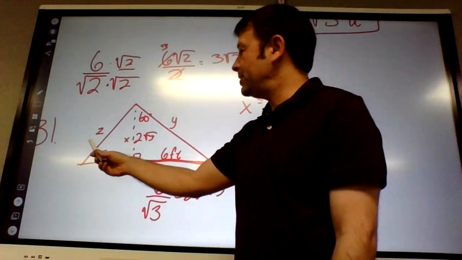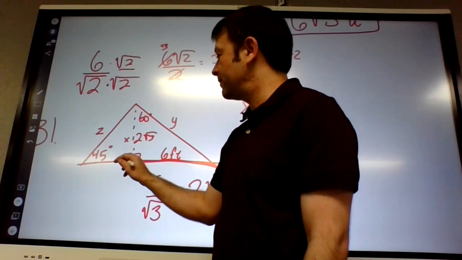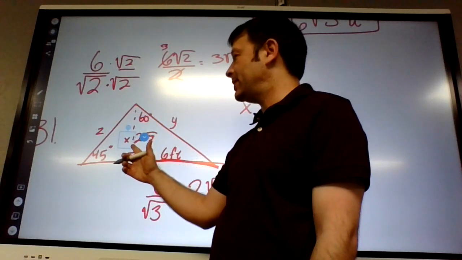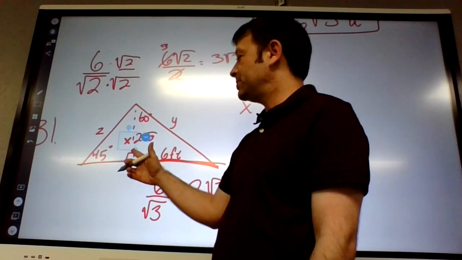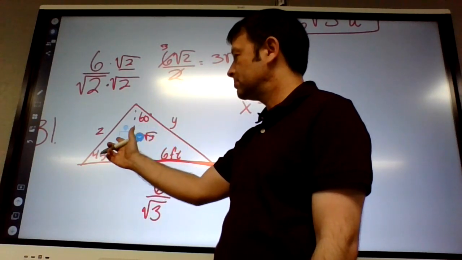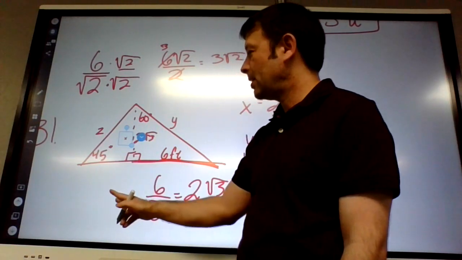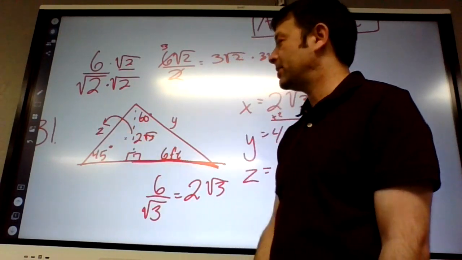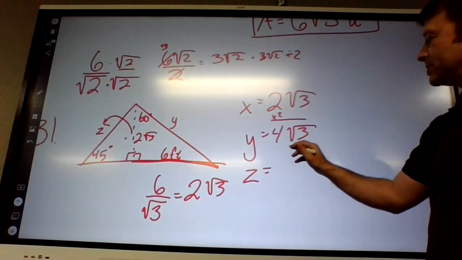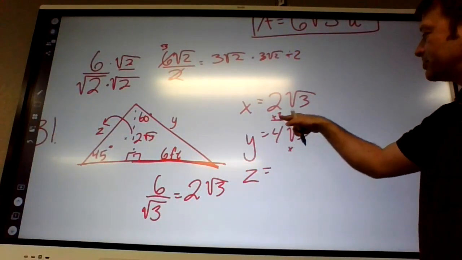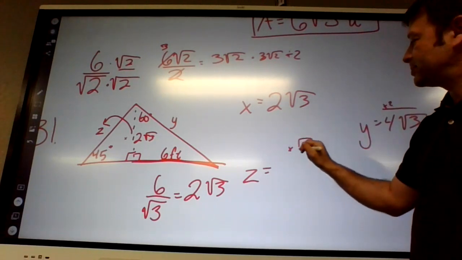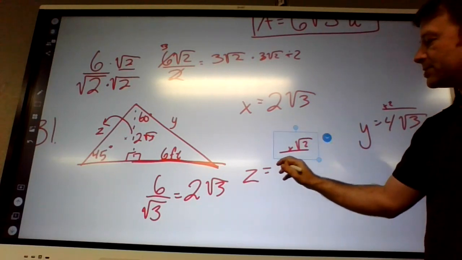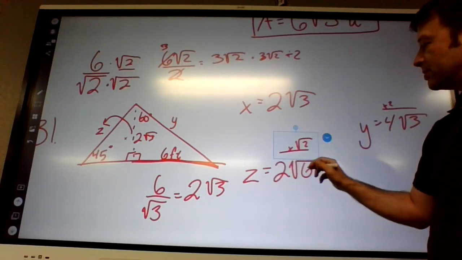Okay, and then z is over here on the 45, 45, 90. So x is one of the legs. How do you go from the leg to the hypotenuse? Times square root of 2, right? You're getting bigger going from the leg to the hypotenuse. What's this times square root of 2? Oh, wrong one, it's supposed to be this one. Times square root of 2. Square root of 3 times square root of 2 is square root of 6. So this should be 2 square root of 6.